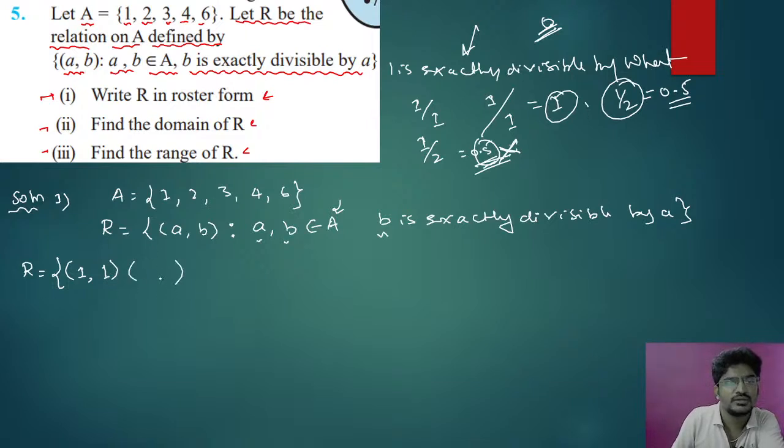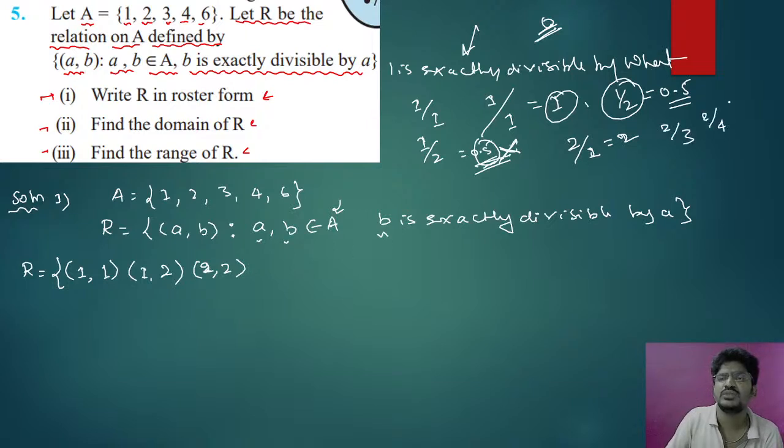See the second element. I will write 2. Now 2 is exactly divisible by 1 because the answer will be 2. On the same way, 2 is exactly divisible by 2 itself. Now other than that, 2 is not divisible by 3, 2 is not divisible by 4, 2 is not divisible by 6. Now I will go for 3. 3 is exactly divisible by 1. 3 is exactly divisible by 3. Other elements are not going to divide it.